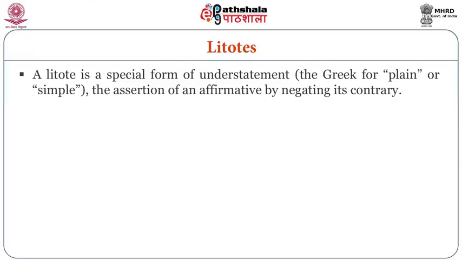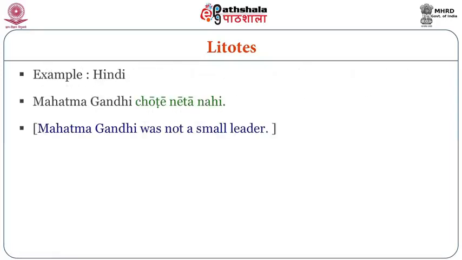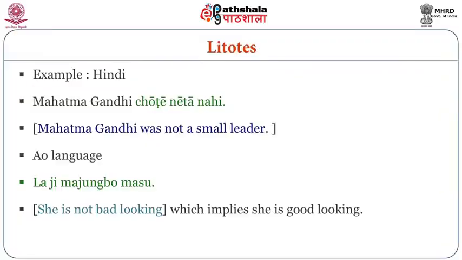A litotes is a special form of understatement, from the Greek for plain or simple, the assertion of an affirmative by negating its contrary. It is used to reveal grim reality. Mahatma Gandhi छोटे नेता नहीं. That means Mahatma Gandhi was not a small leader. What he wants to say is that he was a big leader. In the same way, when it is said she is not bad looking, it implies that, yes, of course, she is a very good looking lady. So negatives are being used to create the positive effect.